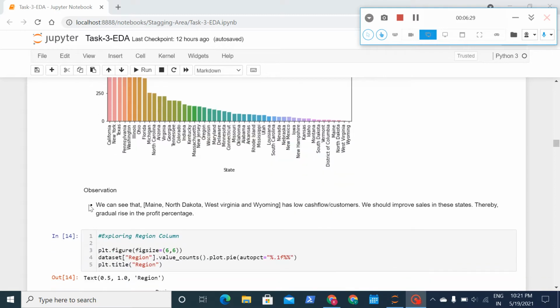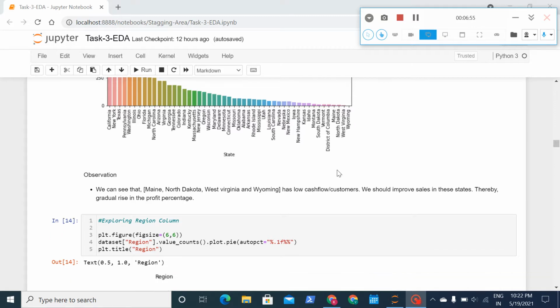Also, the states like Maine, North Dakota, West Virginia, and Wyoming have low cash flow or customers. We should improve sales in these states, thereby gradually raising the profit. You can see over here, not only these five states, some other states also have low cash flow. By increasing the cash flow by improving the sales, profit can be improved in these states.